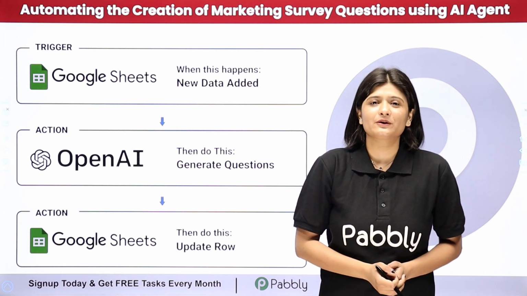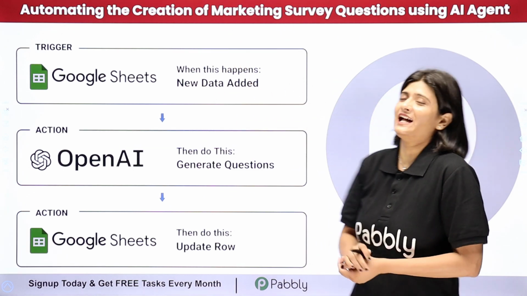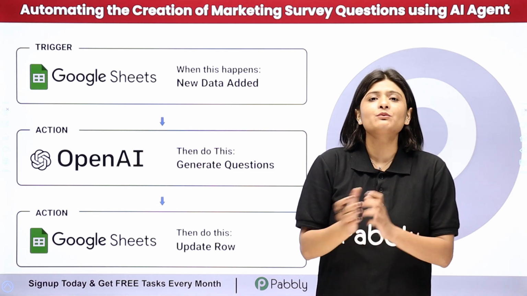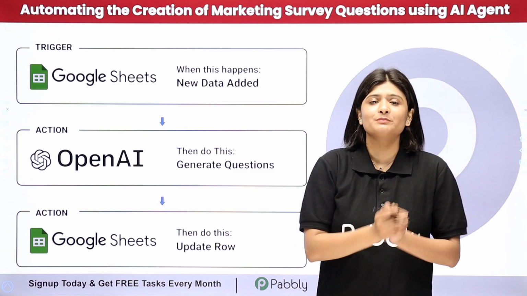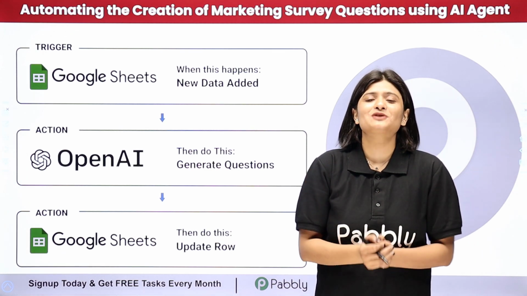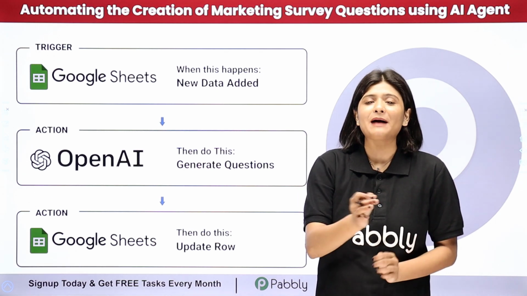In this video, we are going to learn automating the creation of marketing survey questions using AI agent. So let's suppose I'm running a marketing agency and I want to generate marketing survey questions based on the target audience. Doing this manually will consume a lot of time, so I'm going to completely automate this process, and to do this automation, I'm going to use Pabbly Connect.